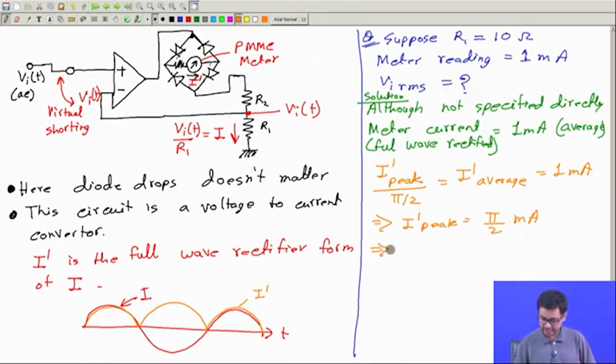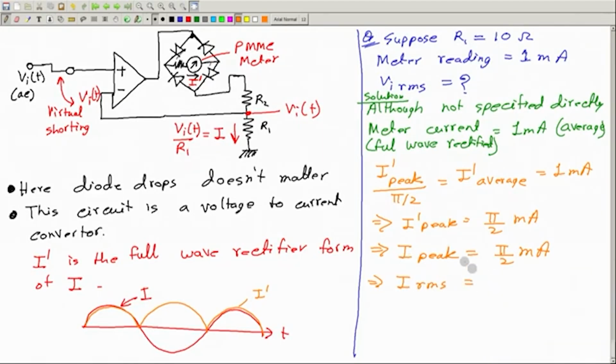So from this we can write that the peak value of this current should also be pi by 2 milliampere. And if so, then we can write I RMS should be this divided by root 2. So this is the RMS value of this current.